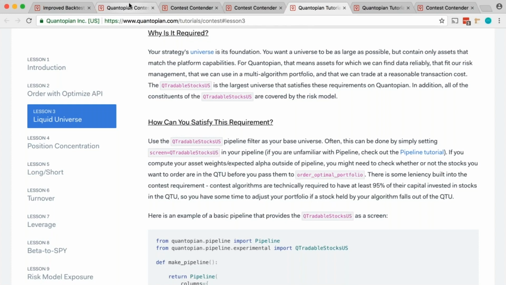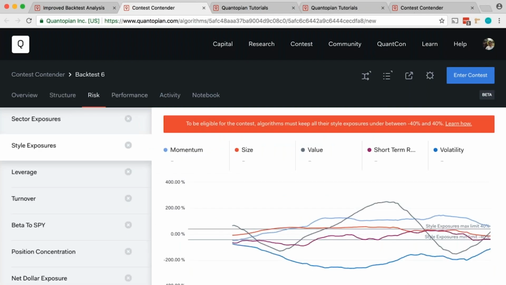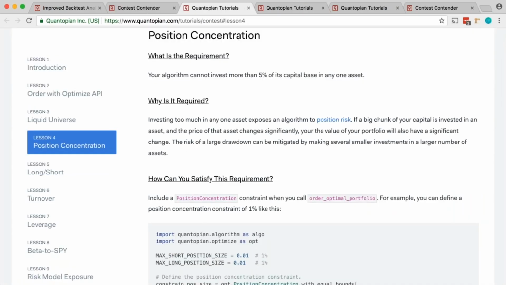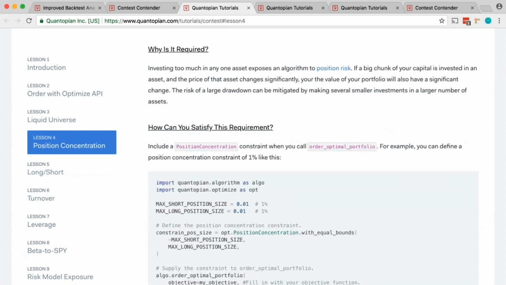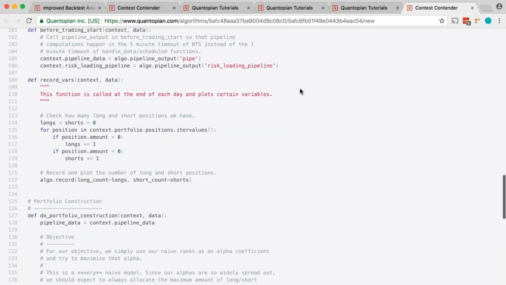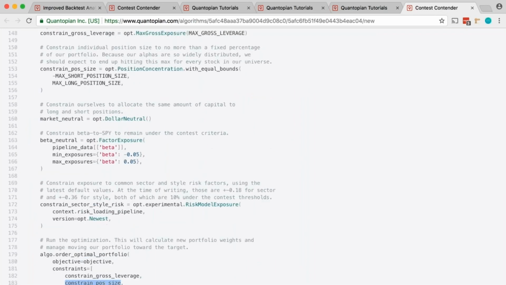And likewise, I can go through that for each of my other missed constraints. So if we return to my algorithm, we can see that I also missed out on position concentration. This one was pretty dramatic because I was way over. So I can go to learn how. I understand that I don't want to be overexposed because I want to have minimal position risk. And it tells me that the way to fix this is by introducing a position concentration constraint into order optimal portfolio. So if we revisit the code here, we can see that I've actually done that, and I've added this position size constraint to my list.